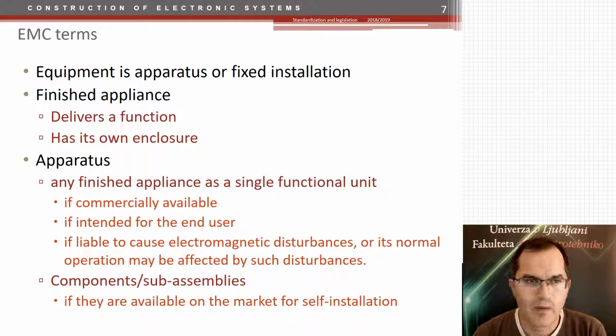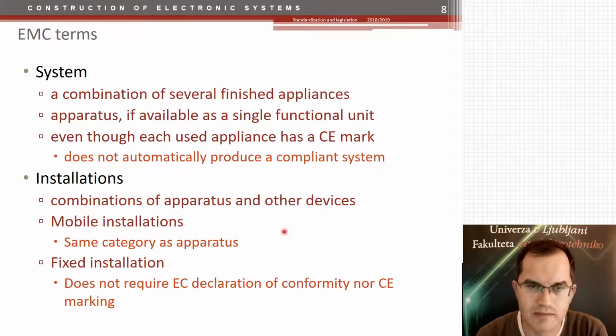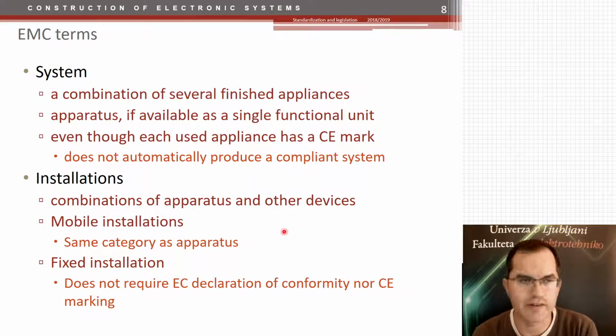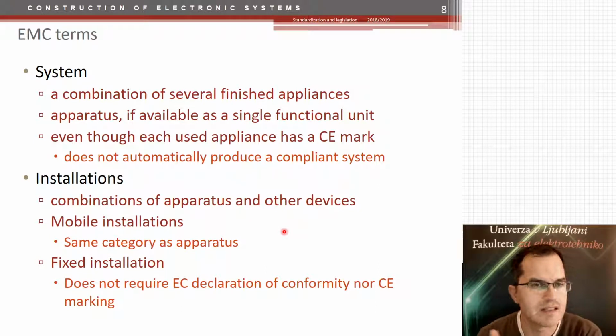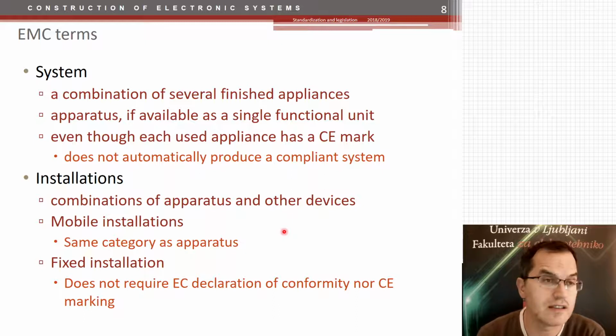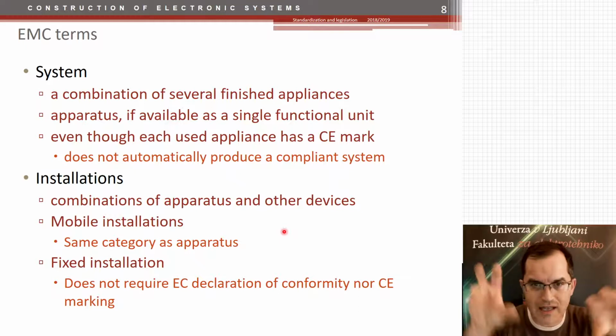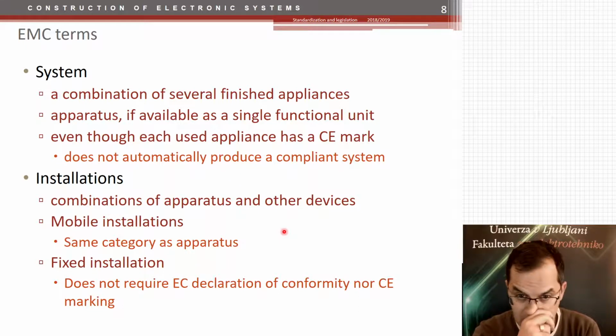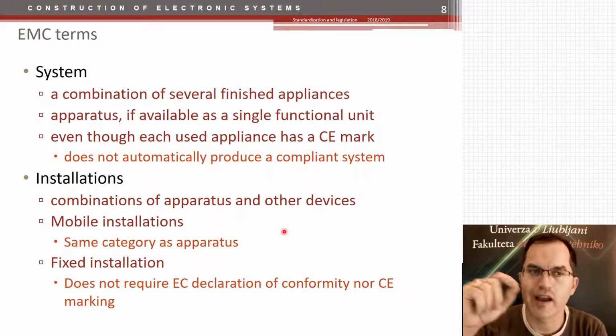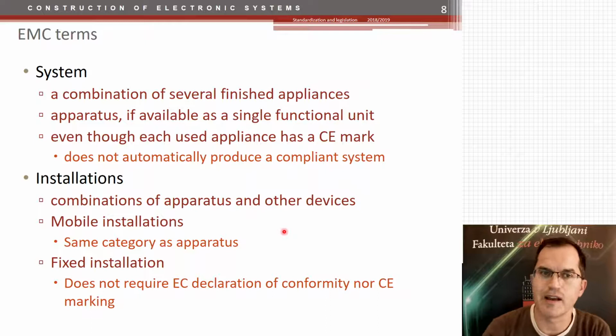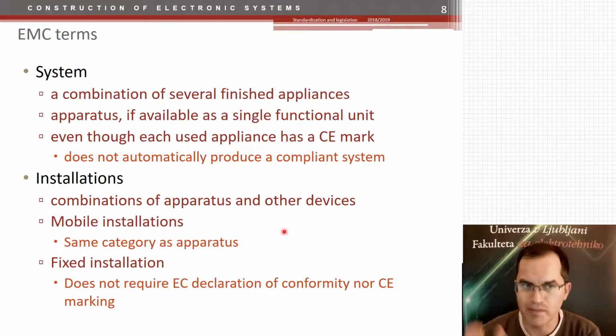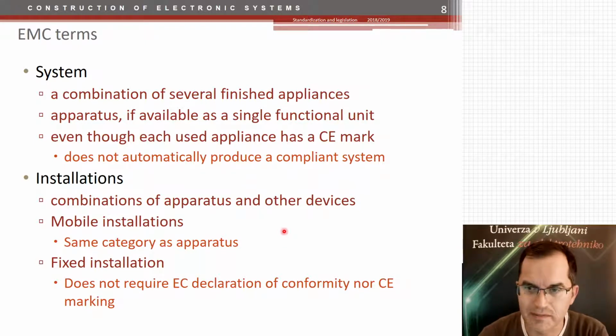Okay, what else do we have? We have systems, which is a combination of several finished appliances. And if the system is available as a single functional unit, then it is called apparatus. And even though each of these sub-assemblies are compliant, you still have to do again the assessment of the compliance of the final system.